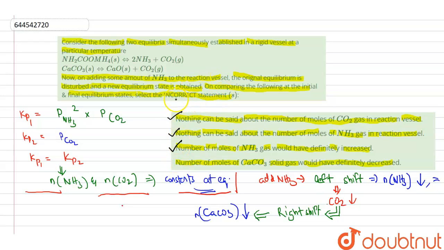Our choice is to select the incorrect statements. So this is not our option. So our options are basically A, B, and C.